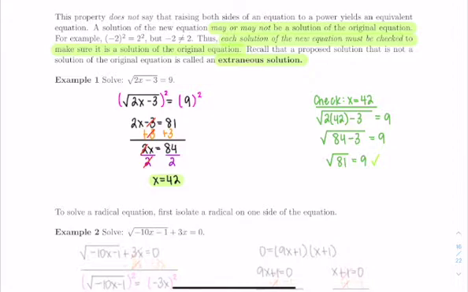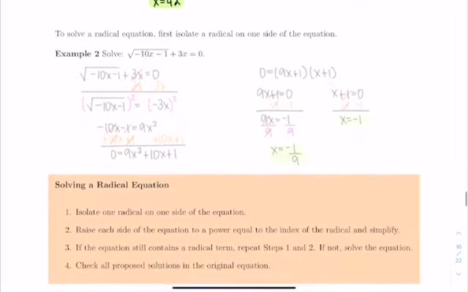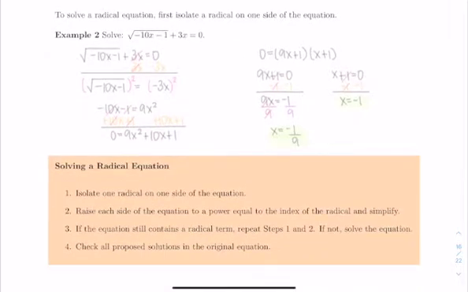So like I said before, you first have to isolate the radical by itself on one side of the equation. So let's go ahead and look at example number 2. We have the square root of negative 10x minus 1 plus 3x equals 0. We want to make sure the radical is by itself first, so we're going to subtract 3x from both sides. So we end up getting the square root of negative 10x minus 1 equals negative 3x.